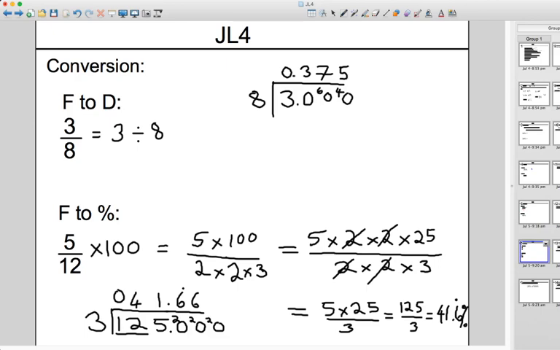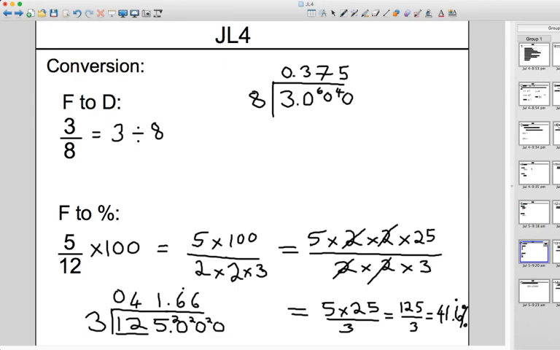I hope that's been self-explanatory there. We're going to come to this type of question again later, but you need to think of what happens when you multiply the 100. The 100 will multiply by what's on top, and then you can cancel down to make life easier.